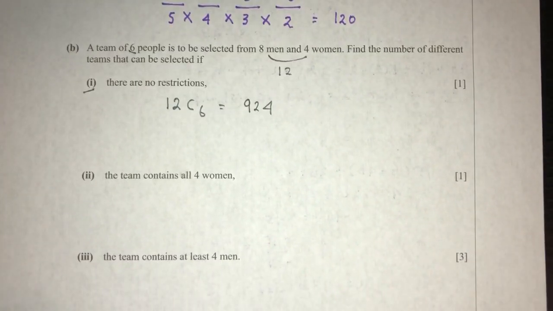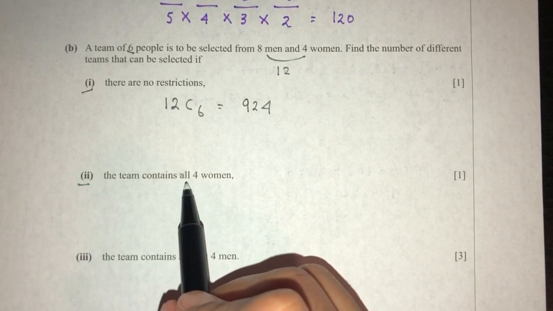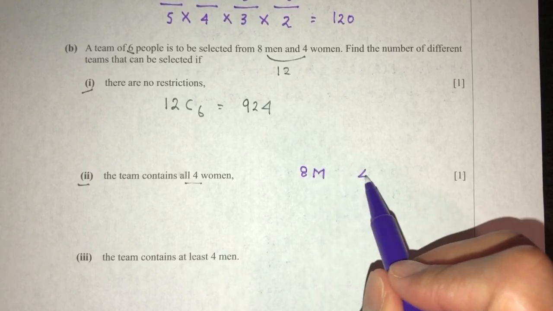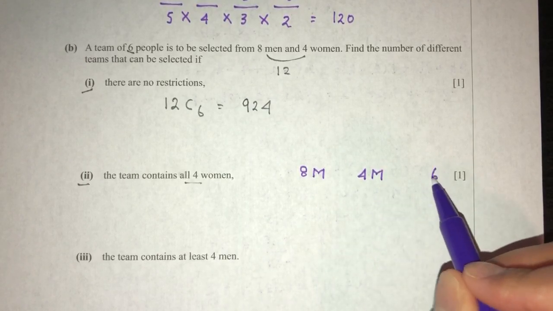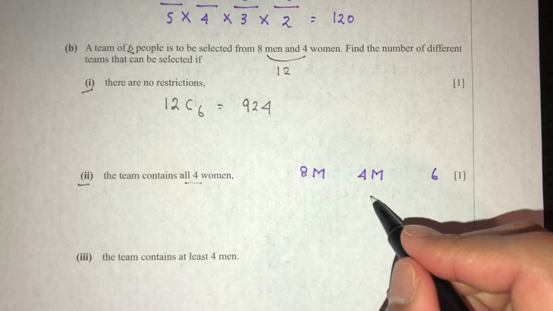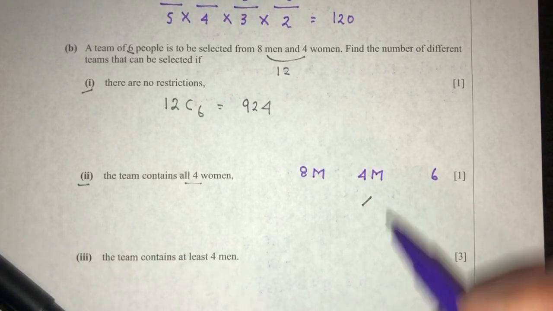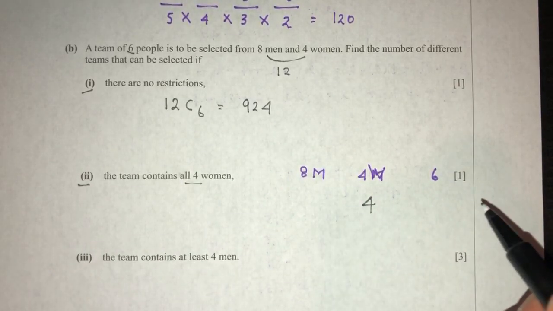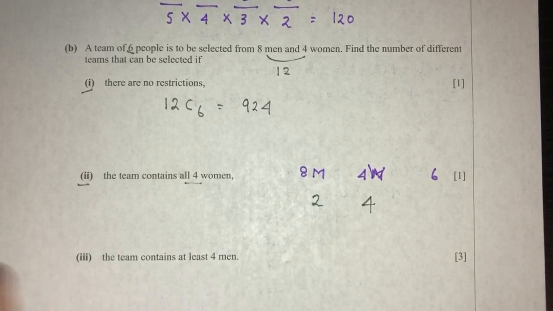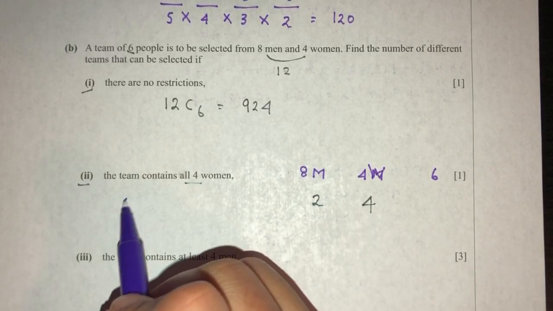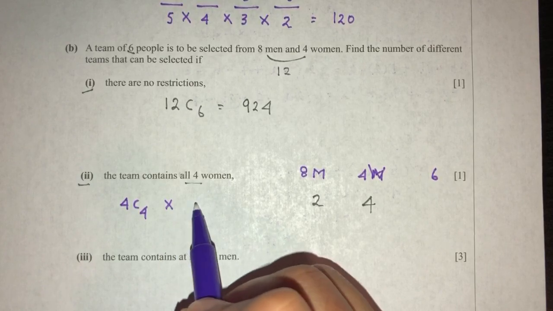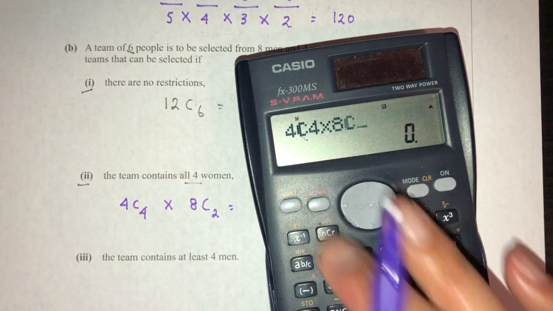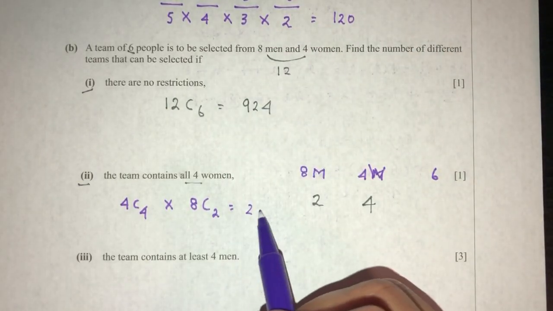Now the condition we have is that the team must contain all the 4 women. So we have 8 men and 4 women, and we want to choose 6 people. So we want to choose all the 4 women, which means we can only choose 2 men, right? Because we need 6 people in total. So from the 4, we choose all the 4, and from the 8, we have to choose 2 men. So 4 choose 4 times 8 choose 2, that will be 28 as your answer.